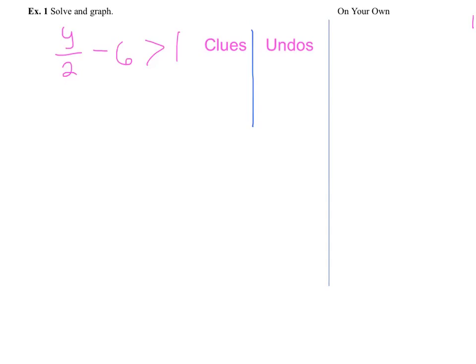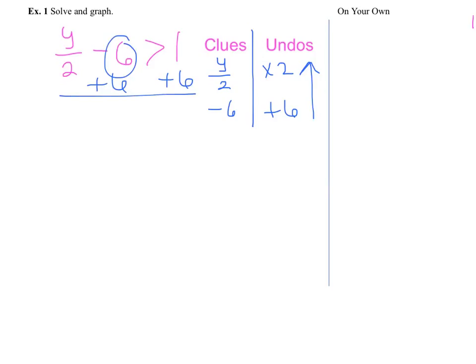So looking at my PEMDAS order, PEMDAS says to divide by 2 first and then subtract 6. So to undo that, we're going to use our inverse operations of adding 6 and to multiply by 2. So that's the order that I'm going to do it. I'm going to go backwards. So I'm going to add 6 to both sides of my inequality. Negative 6 plus 6 is 0. Then on the right side I have 7.